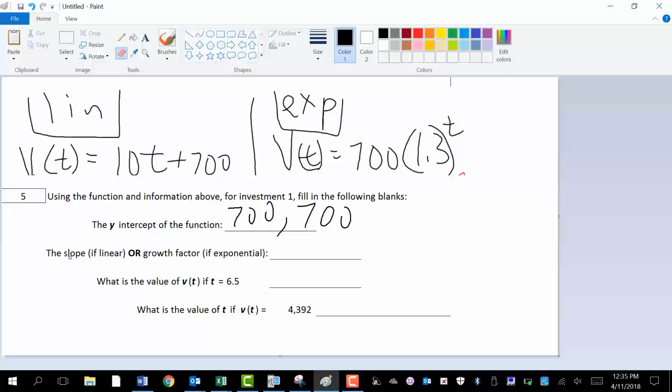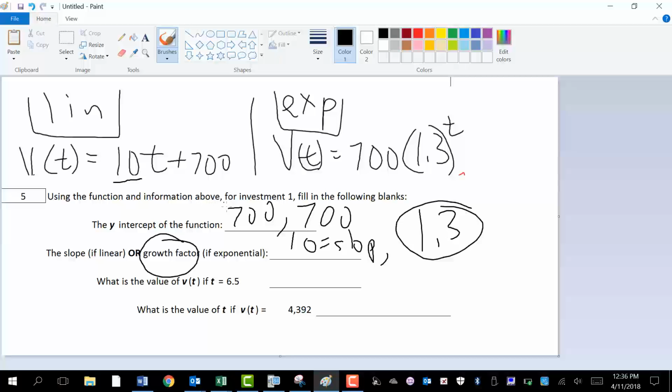Okay, what would the slope or growth factor be? If it's linear, the slope is the number multiplied by the independent variable. Usually we see it multiplied by x, like mx plus b, but in this case, 10 is being multiplied by the t. So the slope would be 10. But in our case, it was exponential, so we look at the growth factor, that's the number here in the parentheses that's being raised to the power of the variable. So we would circle that, and we put 1.3 in this case. But if you had a linear one, you'd circle linear and put the slope, whatever's multiplied by the t.